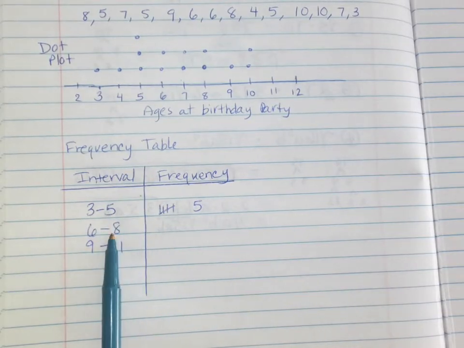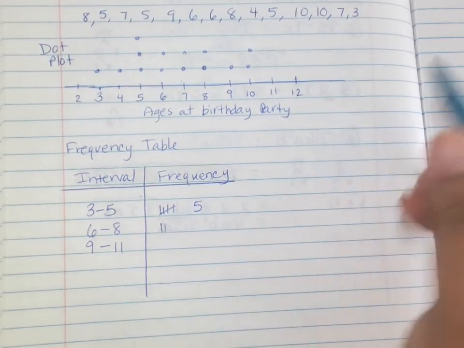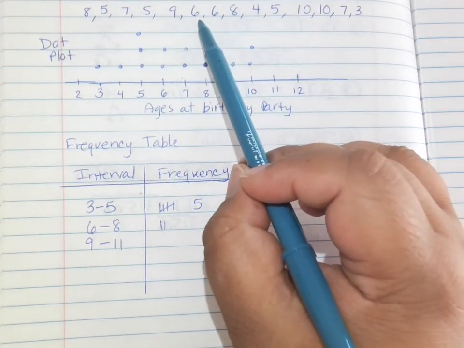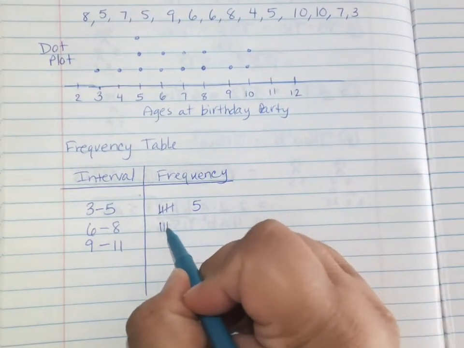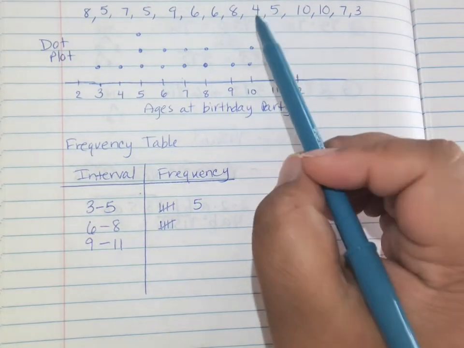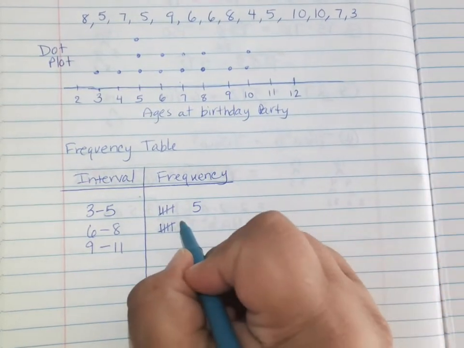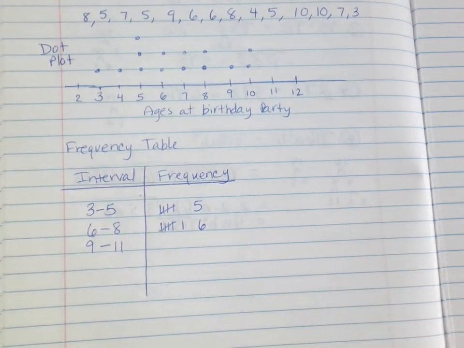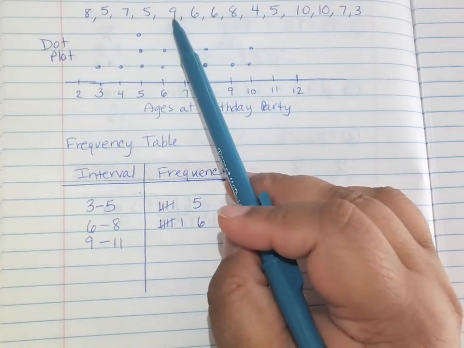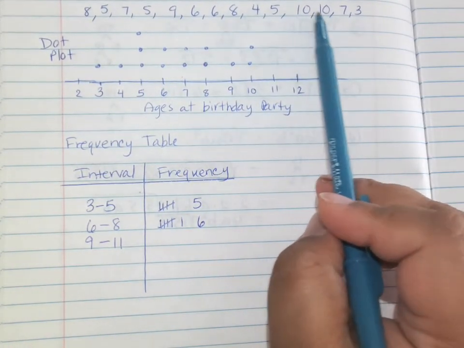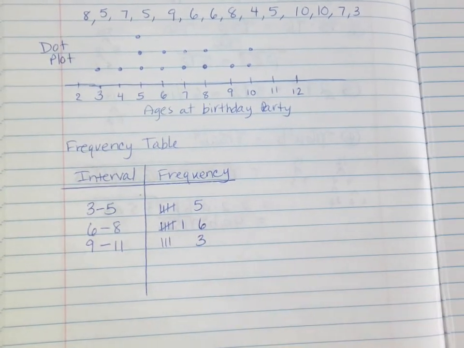So 6 to 8, let's see. 1, 2, there's another 2. Actually, there's 3 right there. And we have a 7. So that's 6 of them. 9 to 11: I have a 9 and then 2 10s. It's 3 of them. So that's my frequency table.